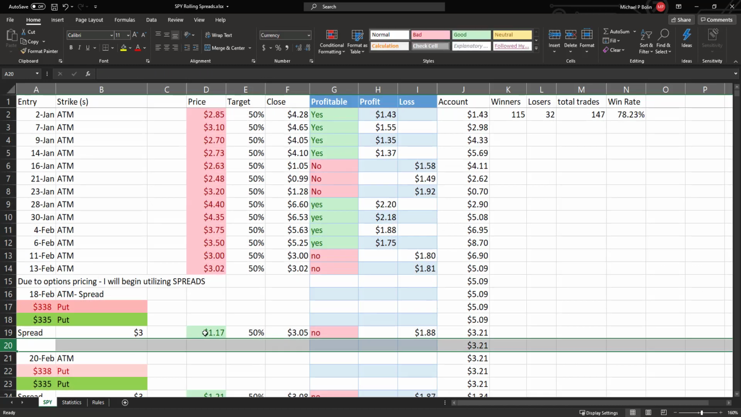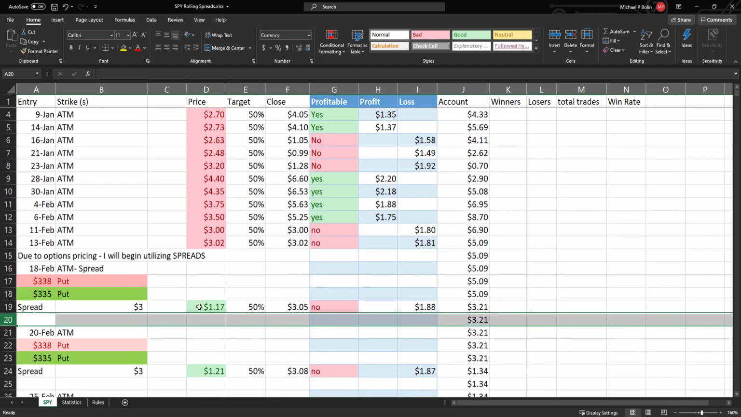Let's go look at some trades. If it's in red, I bought it. If it's in green, I sold it. So I bought to open, I sold to open. Okay, that's what these are for when they're red or green.